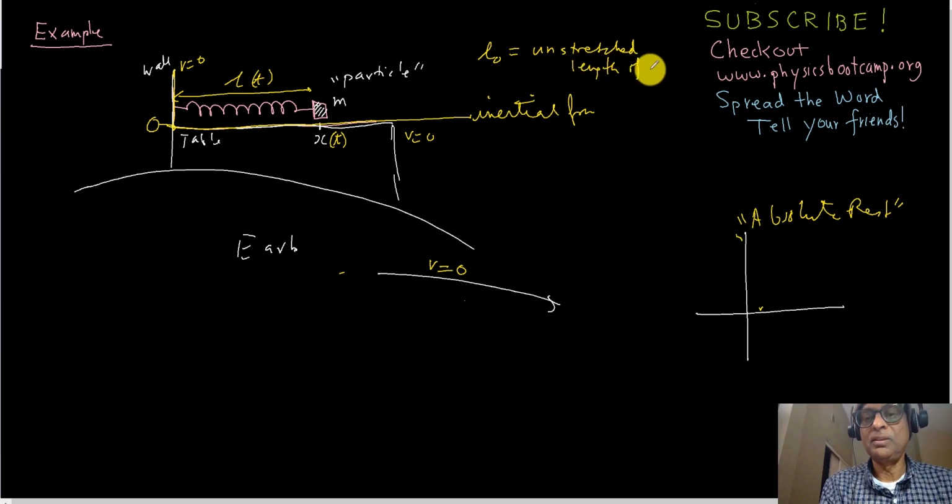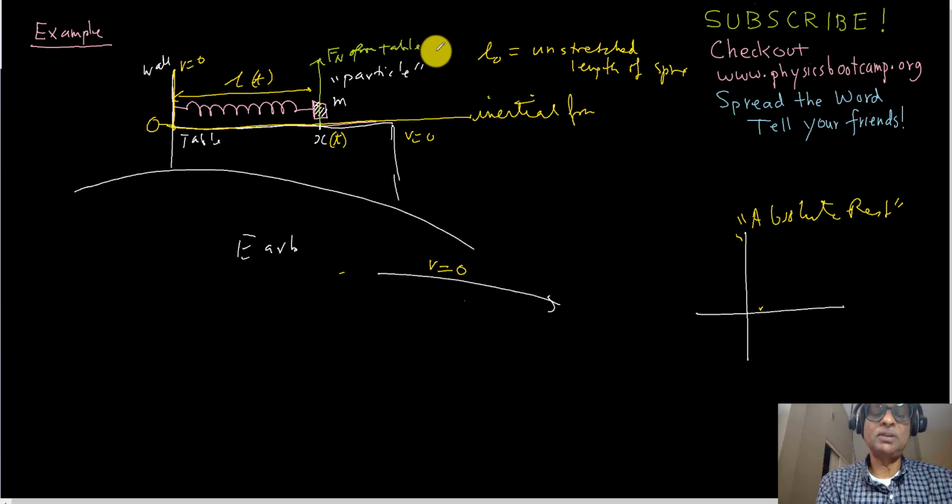So the force that the spring will apply, this is one force, and then there's a force from the table. So there are two forces from the table in this case. There's what is called the normal force from the table. The table is trying to push the block up, and the gravity is trying to pull, the gravity on M.